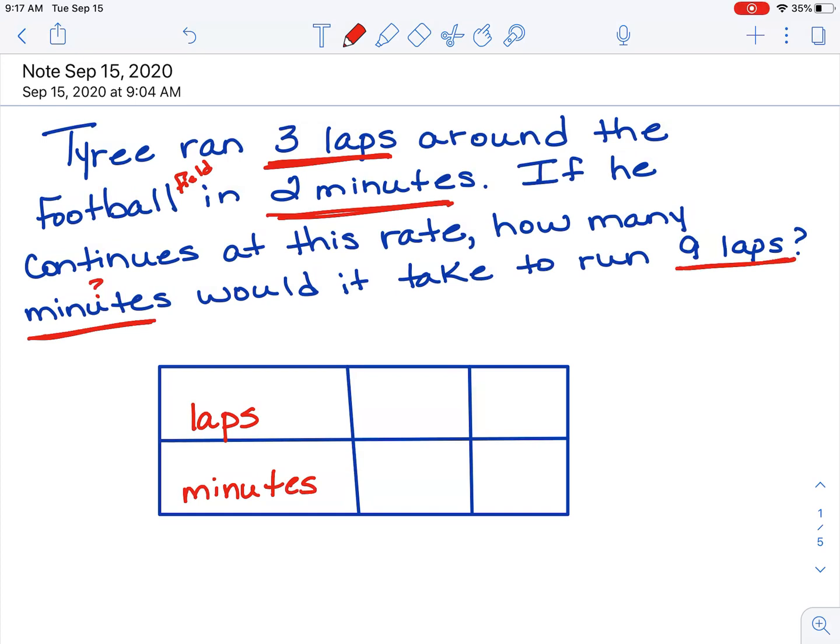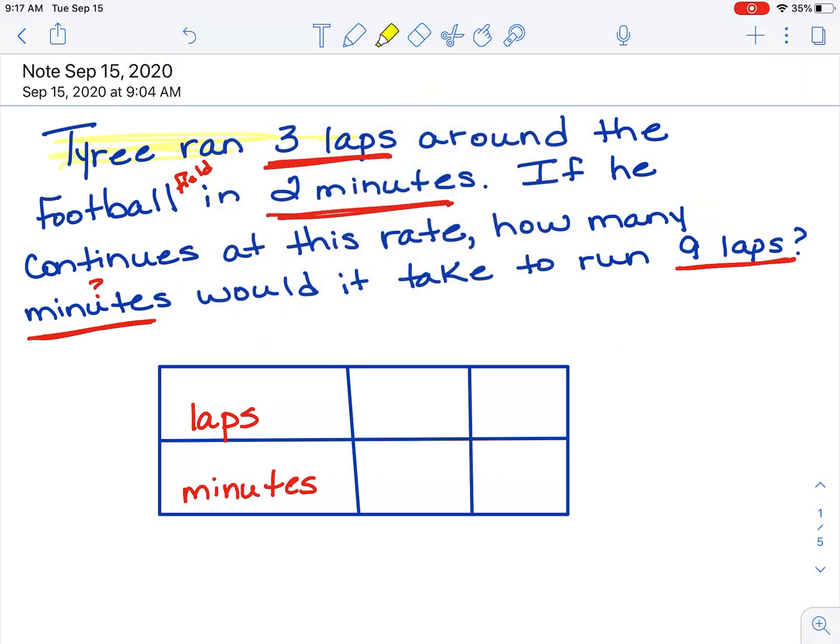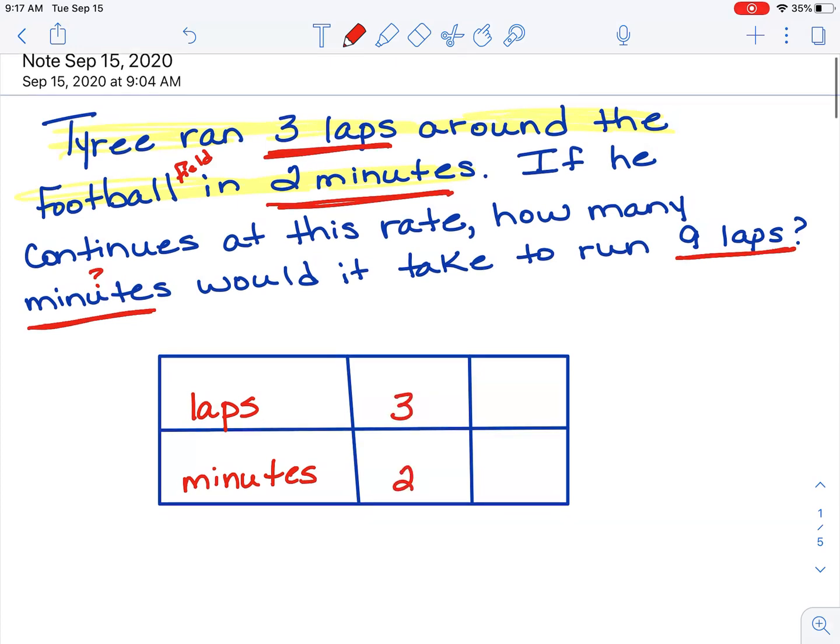But in this first sentence here, let me highlight it. In this first sentence here, it tells me my ratio. Tyree ran 3 laps around the football field in 2 minutes. So, 3 laps in 2 minutes. These numbers have to stay together in the same column because he ran 3 laps in 2 minutes.